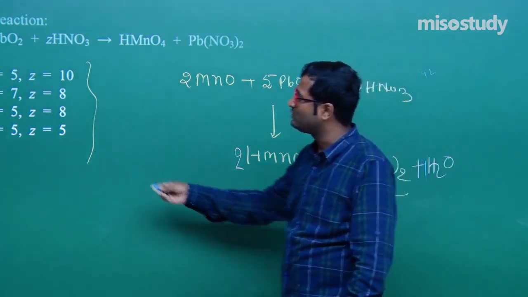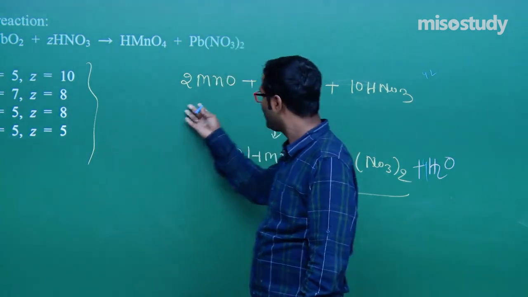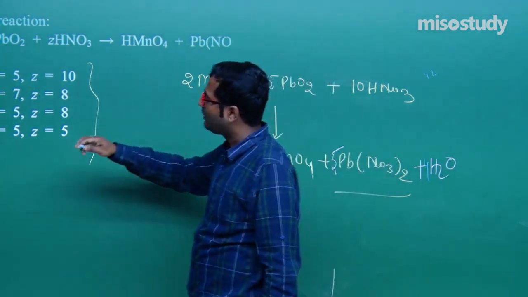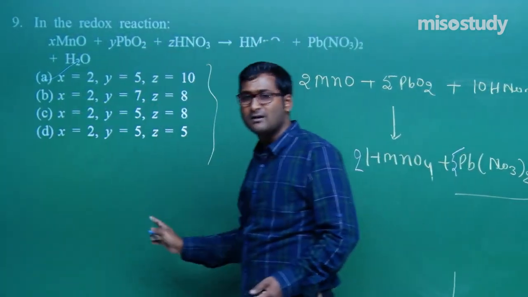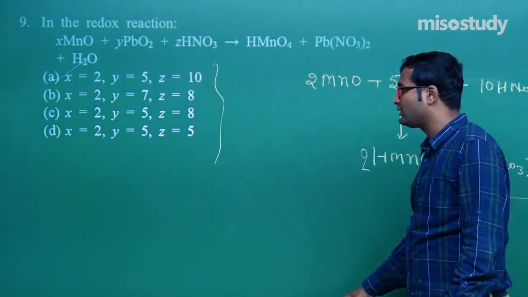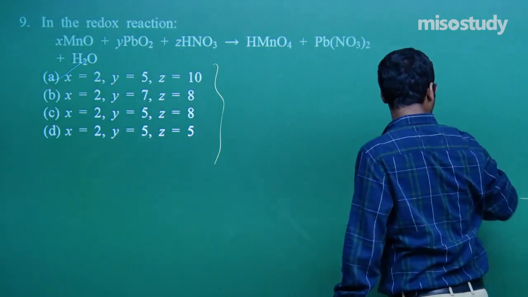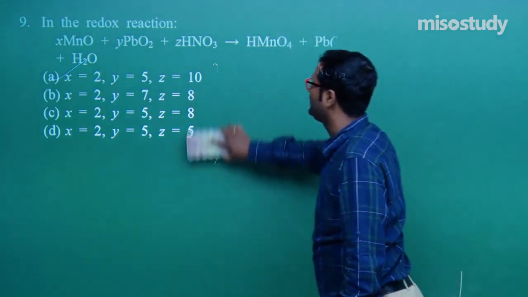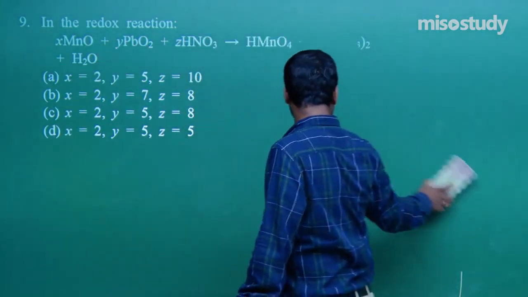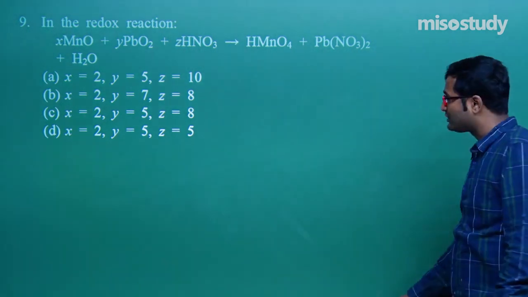So we do not need to check B, C and D. We got the option here. So the option for this is A. This is the best method to solve such kinds of questions. Clear to you friend? Now let's move to the next question. This is the last question of today's lecture.